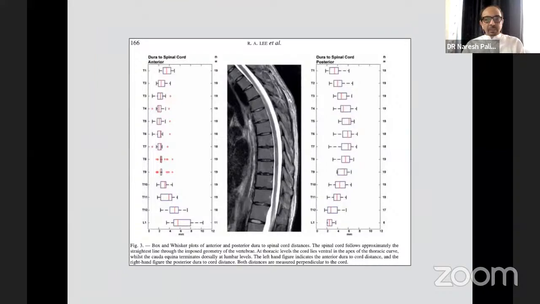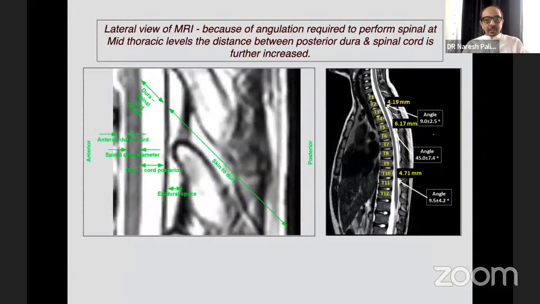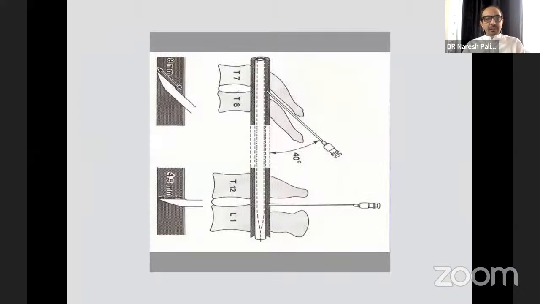The spinal cord sits ventral in the apex of the thoracic curve, and more so when the neck is flexed and the patient is bent forward. You can see the left-hand side figure shows the distance between the anterior dura and the spinal cord. The right-hand side figure shows the distance between the posterior dura and the spinal cord. There is sufficient distance. Here again is the lateral view of the MRI. Because of the angulation required to perform spinal at mid-thoracic levels, you may need an angle of around 45 degrees. At mid-thoracic levels, the distance between the posterior dura and the spinal cord is further increased. You can see here, the distance is almost 8 millimeters as compared to 4.5 millimeters at low thoracic levels.